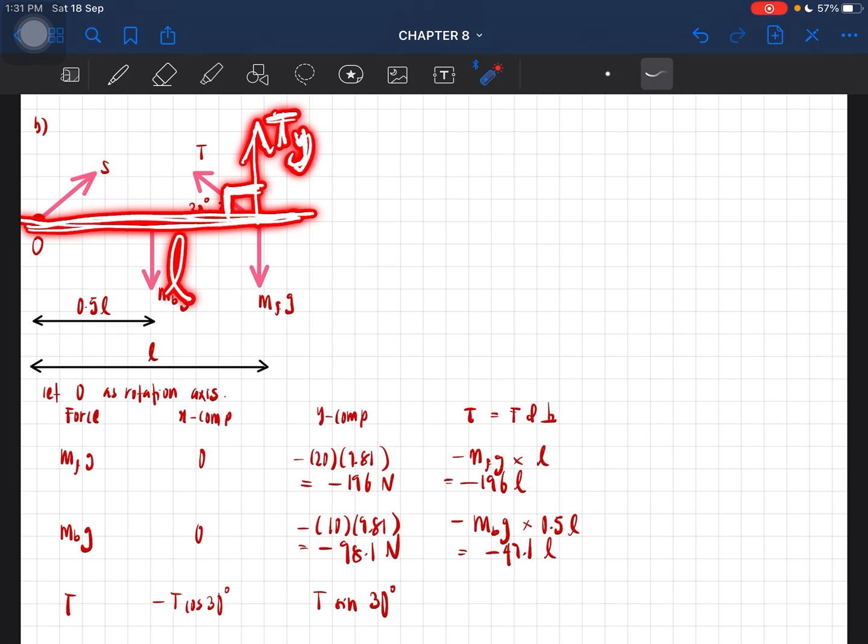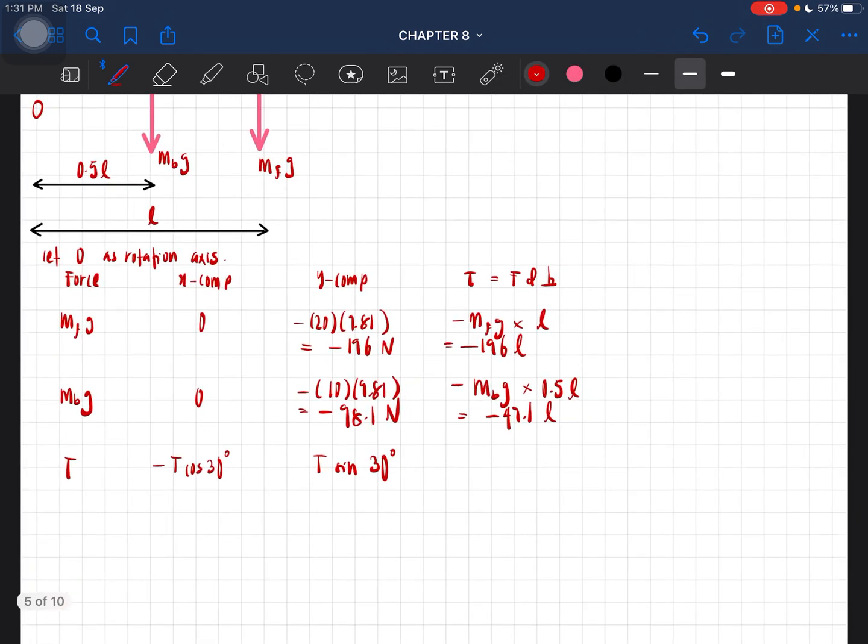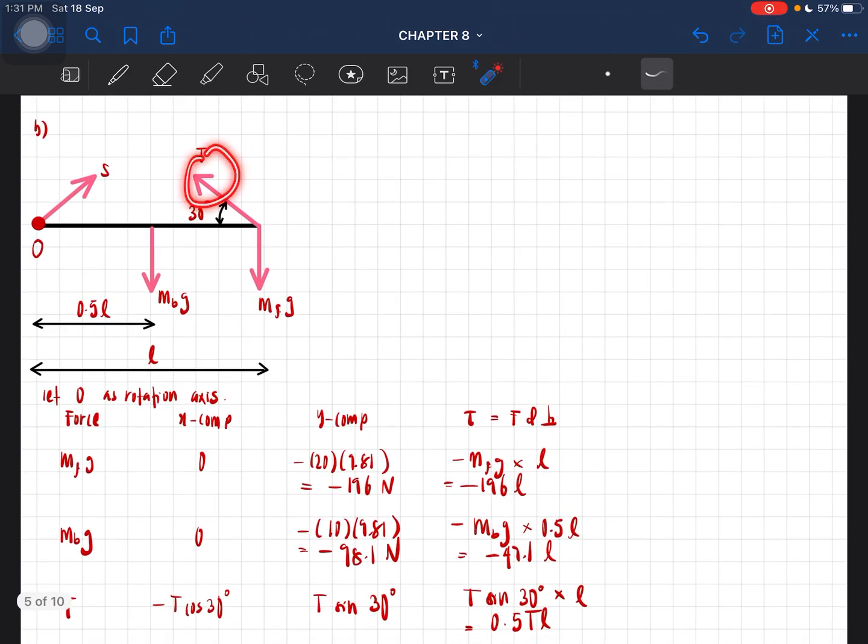Okay, so Ty ni equal to apa? Equal to T sin 30 degree. Okay, so T sin 30 degree darab dengan L lah jawapan dia. Okay, so it's basically 0.5 TL. Okay, kalau kita buat T cos 30, dia akan go di sini, which will pass through this point O here. So bila dia passes through this point here, dia akan equal to 0. Torque untuk T cos 30 itu akan equal to 0, which is what we don't want. We want to find the value of tension. Okay, that's why kita akan cari yang perpendicular.